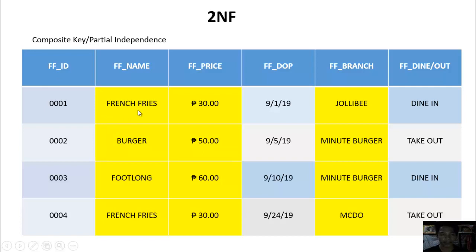So here we have a composite key: the fast food name, the fast food fries, and the branch. And we have the partial dependencies: fast food date of purchase, and fast food dine-in or take-out. The fast food date of purchase is a partial dependency on our fast food name, and also the fast food dine-in or take-out. So that's all for second NF. Let's proceed to our third normal form.